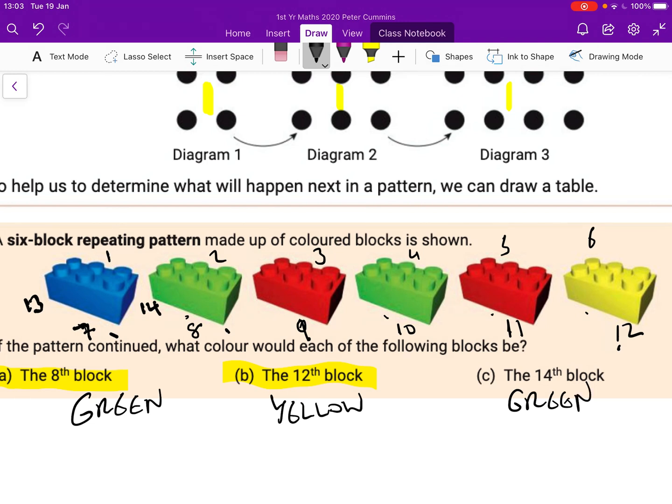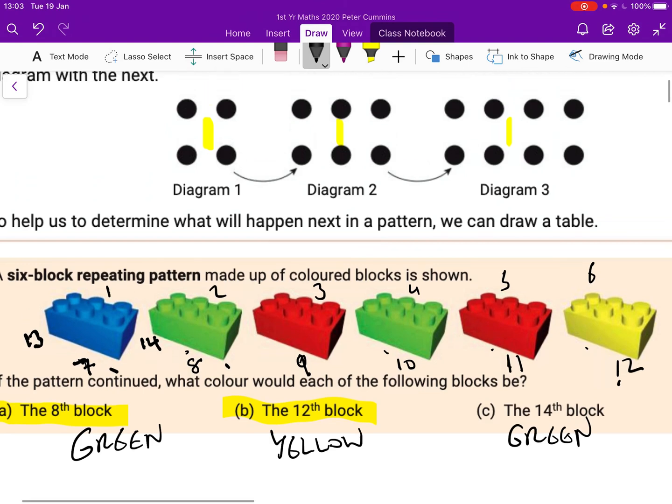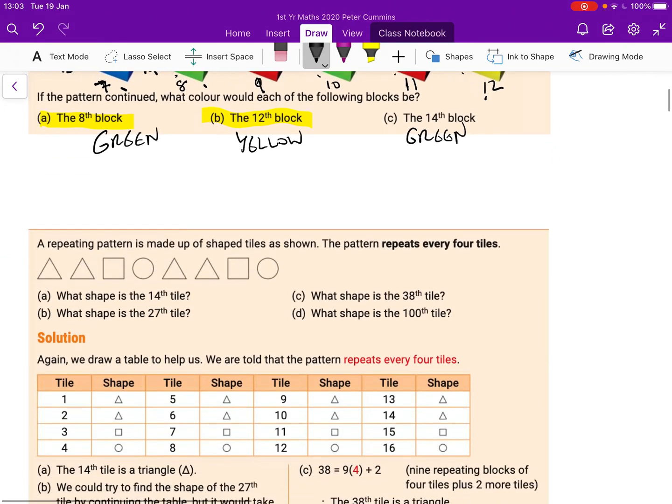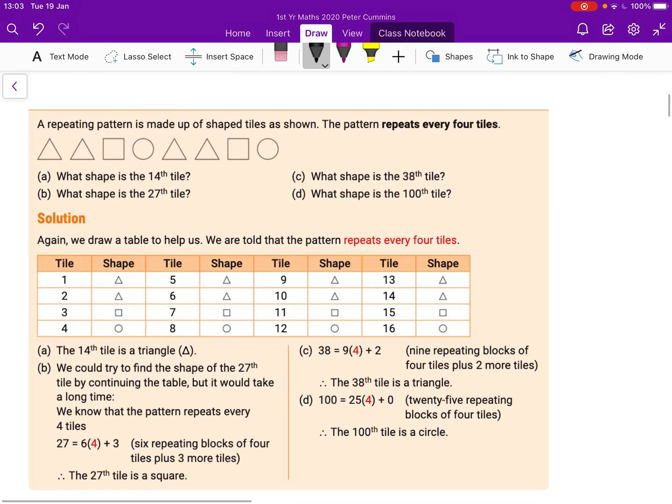Okay, that's just a number of patterns. You can do it with numbers, you can do it with dots, you can do it with Lego blocks, you can do it with colours and shapes and all sorts of different things to give a load of different types of patterns. Okay, so a repeating pattern is made up of shaped tiles as shown. So have a look here. We have a load of shaped tiles: triangle, triangle, square, circle, triangle, triangle, square, circle. Okay, so it looks like we have 2 patterns, and they've given us the first 2 sequences.